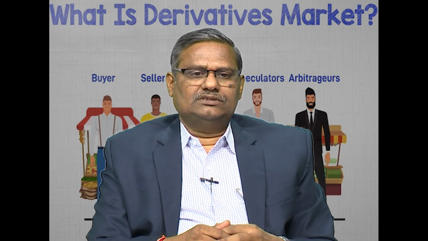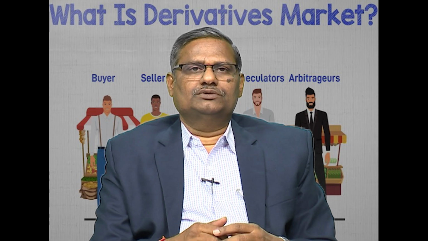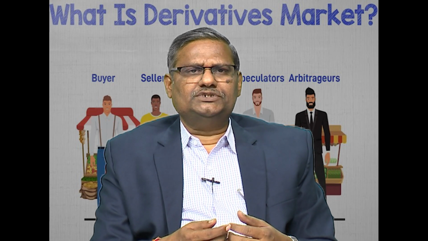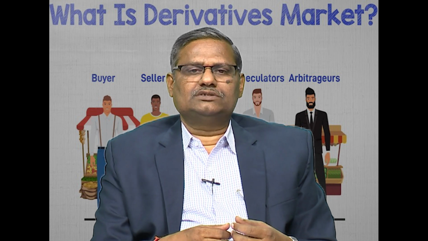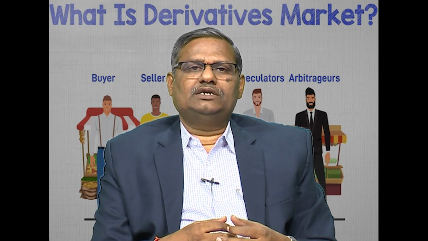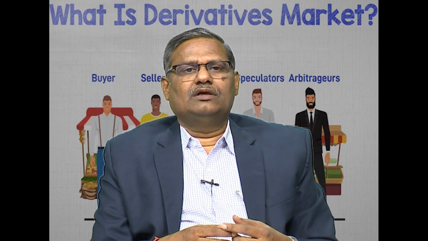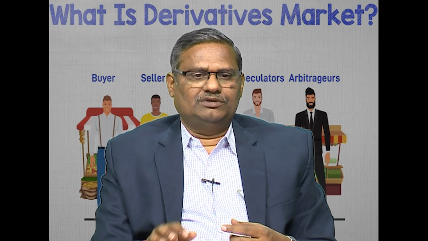Who are the players in the financial derivatives market? The investors are involved, the speculators, the arbitrageurs, the hedgers. Actually, these three are the important players: hedgers, speculators and arbitrageurs. The hedgers take a position for the purpose of mitigating or minimizing the risk, and the speculators want profits in the future, for that they take positions. Arbitrageurs wait in the market. If there is any mispricing, they take it as an advantage, enter into the market and reap the profits.